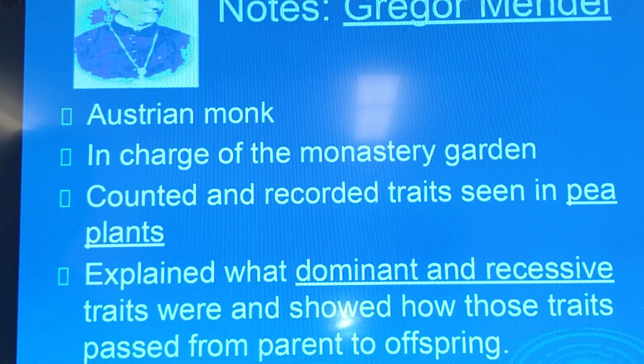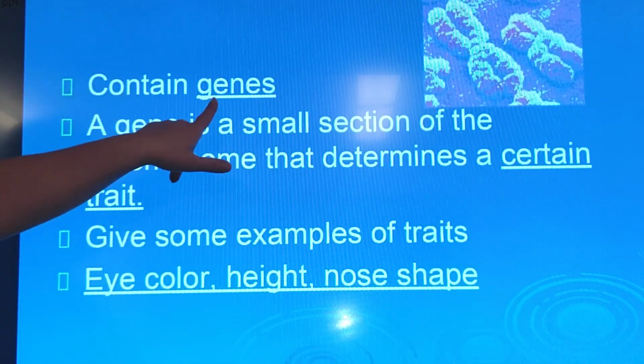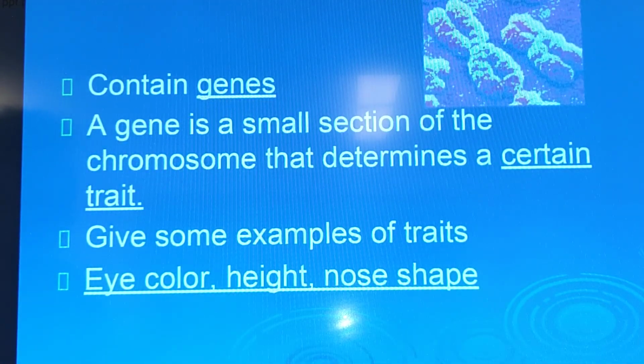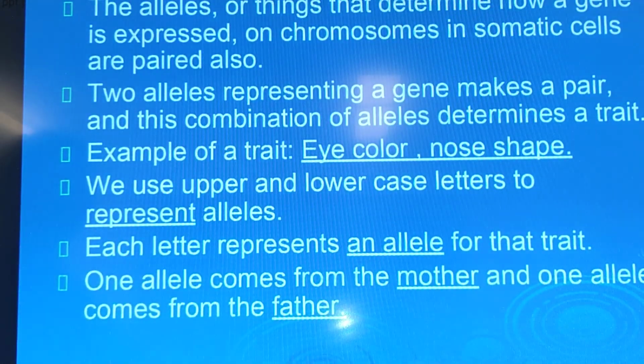Gregor Mendel is considered the father of modern genetics. He was an Austrian monk. He worked in his garden with pea plants. And he used those pea plants to study dominant and recessive traits. We know now that chromosomes contain genes, and genes are those little codes for our proteins that control our eye color, our hair color, our body shape, and all those things. So a gene is a small section of a chromosome that determines certain traits. Some examples of traits: eye color, height, the shape of your nose is even a genetic trait. Size of your ears.